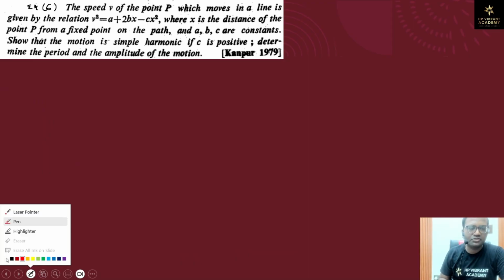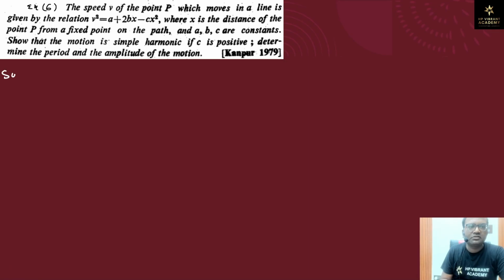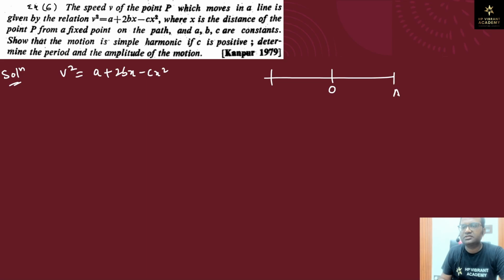So what is given in the question? The speed v of a point P which moves in a straight line is given by the relation v square is equal to a plus 2bx minus cx square, where x is the distance of the point P. So let us consider an SHM like this. This is our center point. These are the extreme points, A and A dash.